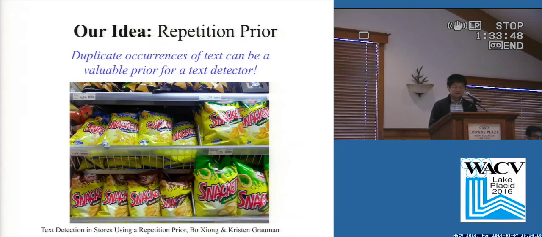Look at the images here. A word appears multiple times in this image, and detecting these individual occurrences is going to be pretty hard because of occlusion, viewpoint variation, and illumination. By utilizing the proposed repetition prior, we can actually detect these text regions together, because detection of one will help detection of the others.